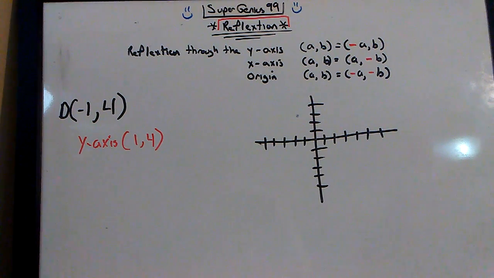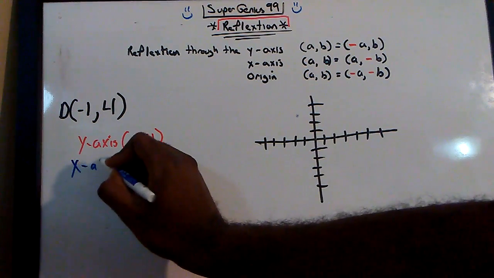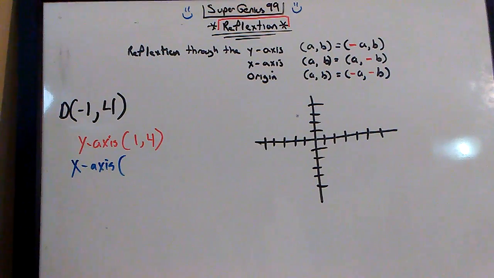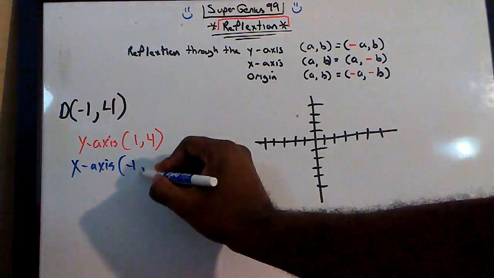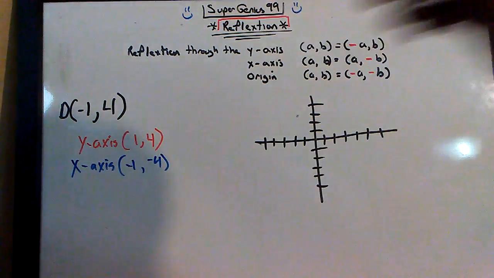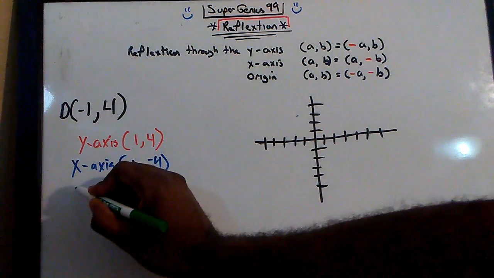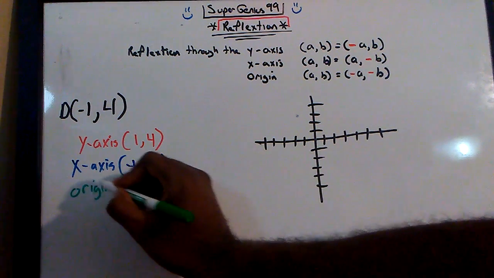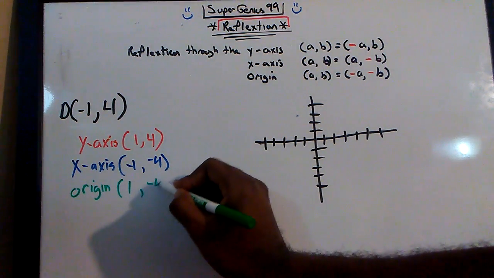And then we're going to reflect across the x-axis, and according to our little handy-dandy rules over here, we change the sign of the y value, so it'll be negative 1, comma, negative 4. And when we reflect across the origin, we change the sign of both values, so negative 1 becomes positive 1, and 4 becomes negative 4.